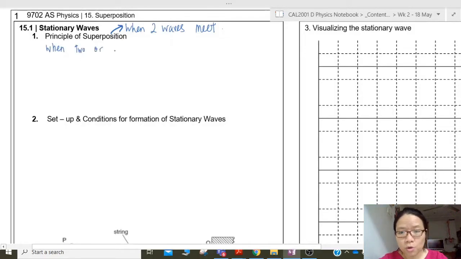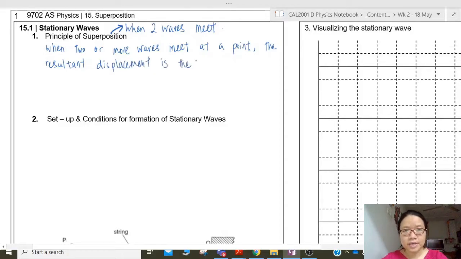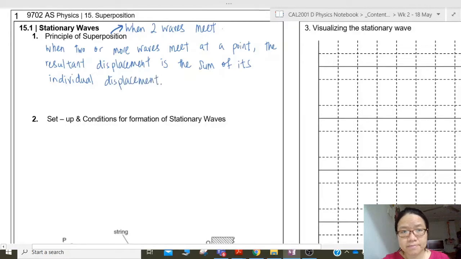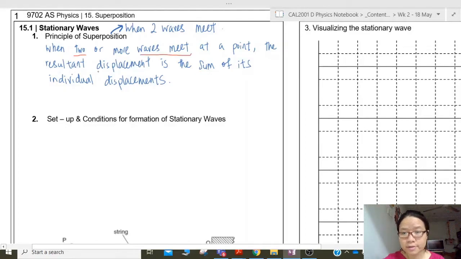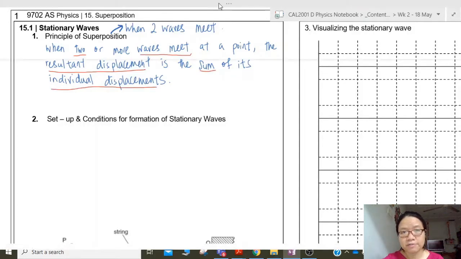Okay, so when two or more waves meet at a point, the resultant displacement is the sum of their individual displacements. So for example, in constructive interference, you have two or more waves meeting at a point, and the resultant displacement is the sum of the individual displacements. Normally, this definition is 2 marks, so you should say that they are meeting.